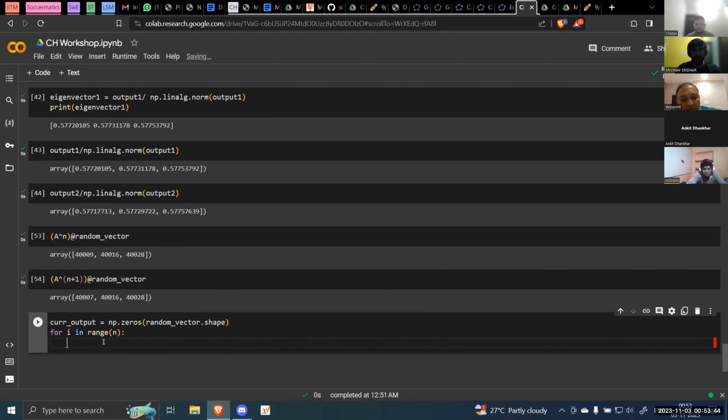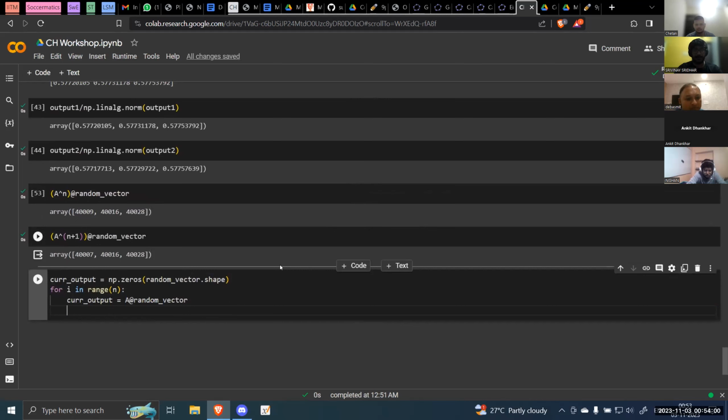So at each time I have to apply the matrix. So current output is equal to A times vector. First updated and last output. Last update also, no? Previous output. Oh, yeah. Okay, still not giving the result. I tried it out. I did the same.